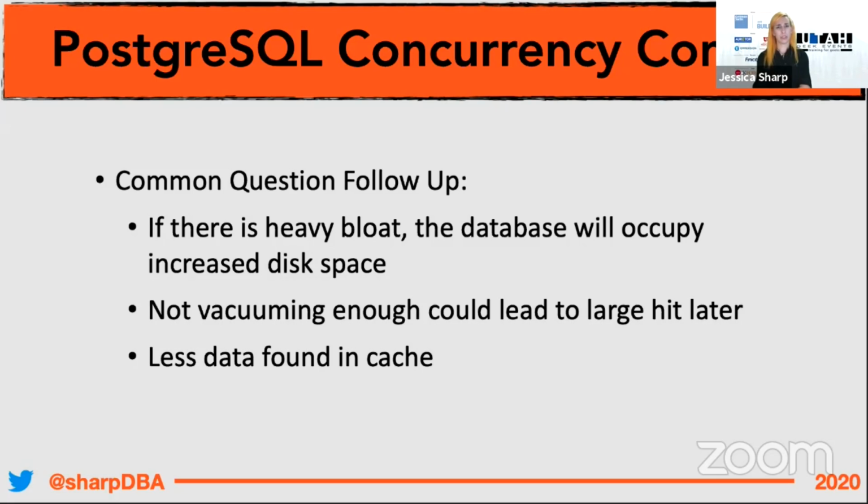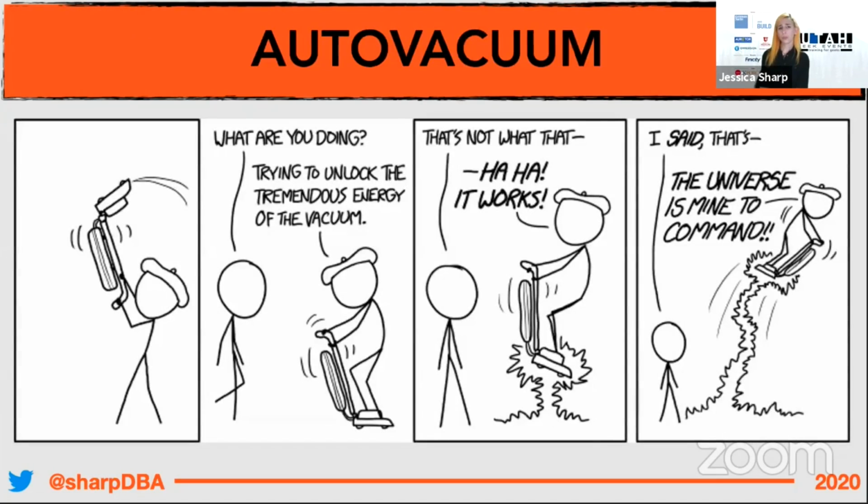It also means there's less data found in the cache if your auto vacuum is not running efficiently. Maybe I'm pointing out the obvious here, but you want to fully utilize your cache as best as you can. So enter auto vacuum, which is why MVCC works in Postgres.